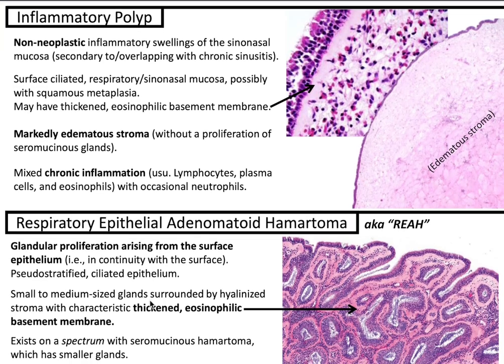Inflammatory polyp. This is a non-neoplastic inflammatory swelling of the sinonasal mucosa, secondary to and overlapping with chronic sinusitis. You have surface ciliated respiratory sinonasal mucosa, possibly with squamous metaplasia, and you may have thickened eosinophilic basement membrane. You have markedly edematous stroma, as you can see here, without a proliferation of seromucinous glands. You can have mixed chronic inflammation, usually lymphocytes, plasma cells, and eosinophils with occasional neutrophils.